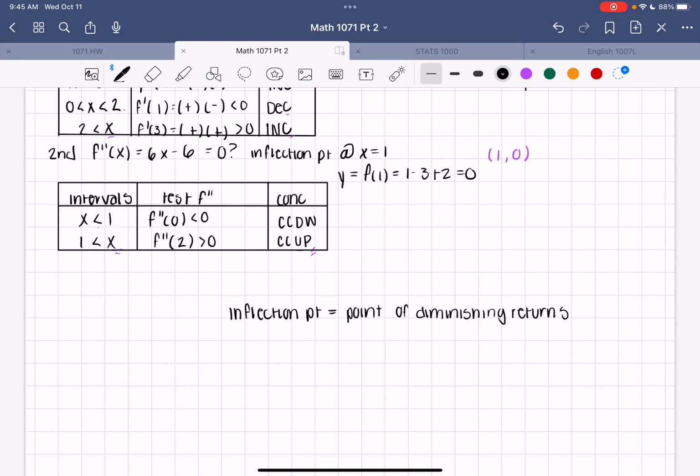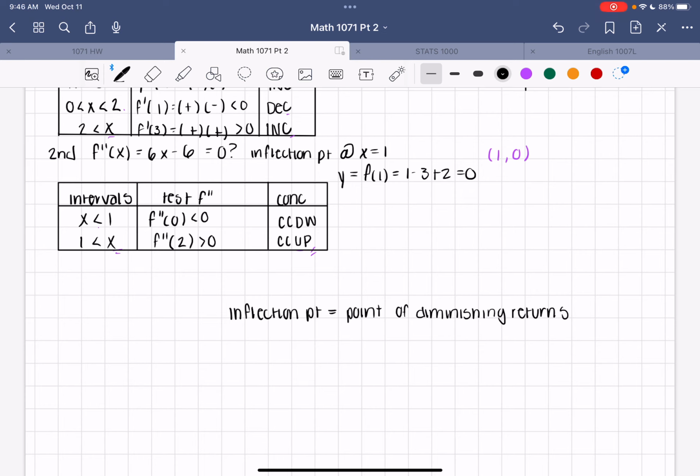You're trying to maximize your profit. But there comes a point in which the more you put into the making and selling, the less profitable it becomes, because it's costing you more in order to produce more goods. And so that's the point of diminishing returns.